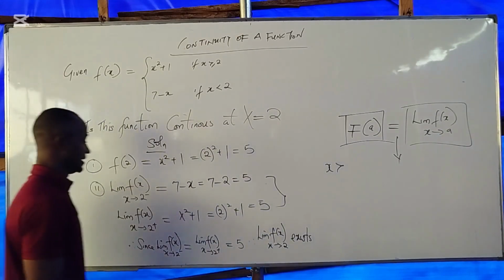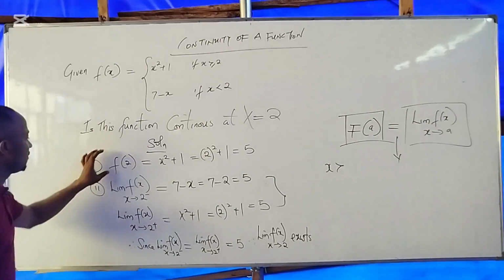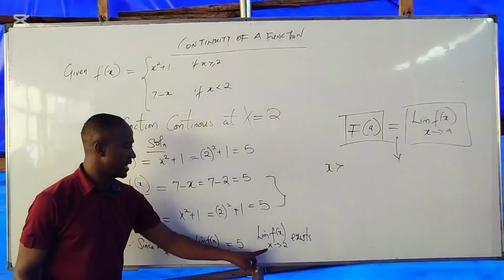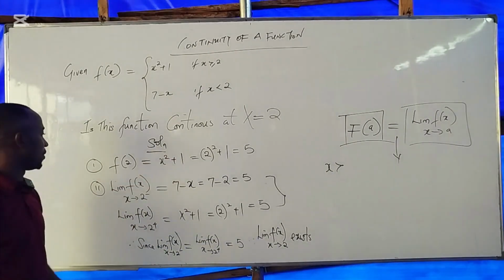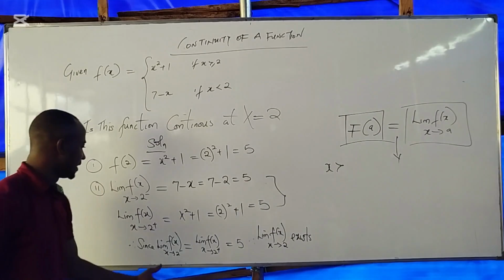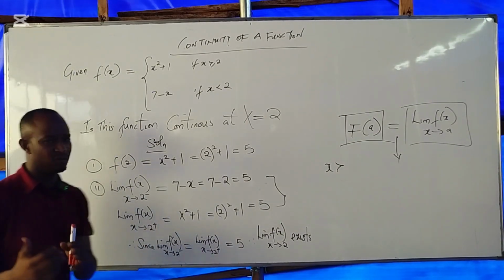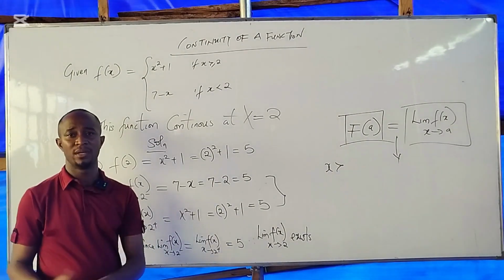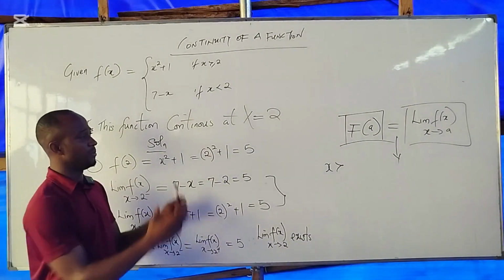So since this exists, the third condition for continuity of a function is that f of 2 must be equal to the limit of f of x as x approaches 2. If you look at this, wow, I think they are equal because f of 2 is 5, then the limit is also 5, right? So since f of 2 and the limit of the function of x as x approaches 2 are equal, that means the function is continuous at x equals 2. But let me put it down in a statement.